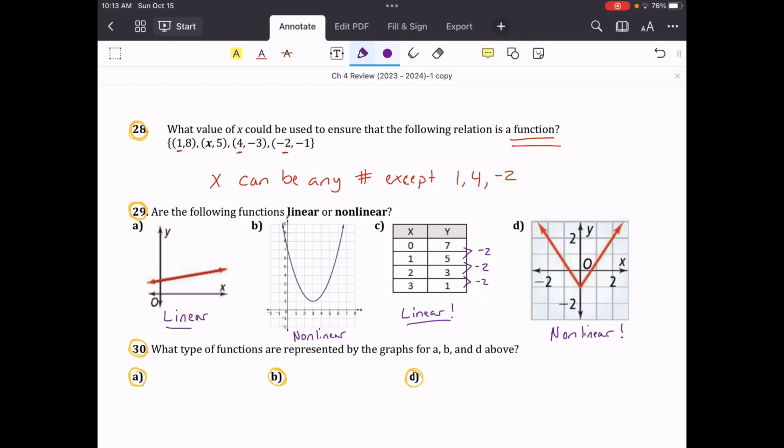And then as a bonus here, it says, what type of functions are represented by graphs A, B, and D above? Well, we said A was a line or linear. B, this is a parabola, which is a quadratic. And then D, this is the absolute value.